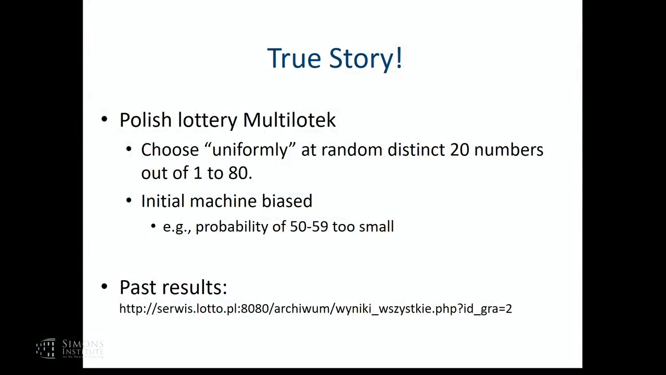And there's even a true story here. There's this Polish lottery, Multilotek, which is actually a physical machine with 80 balls. Every day they choose 20 of the balls, and that's how the lottery is run. But the initial machine they used was biased. The probability of balls 50 to 59 somehow, because of physical properties, were too small. But this is a case where n is not that big, it's 80. And furthermore, you're taking 20 balls each day, so you're taking a quarter of the balls each day. So you're getting pretty good estimates of these balls.